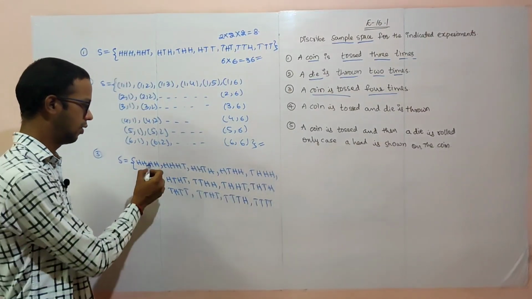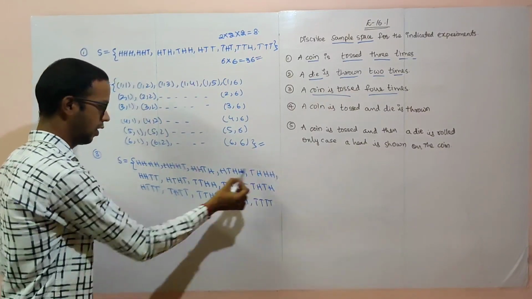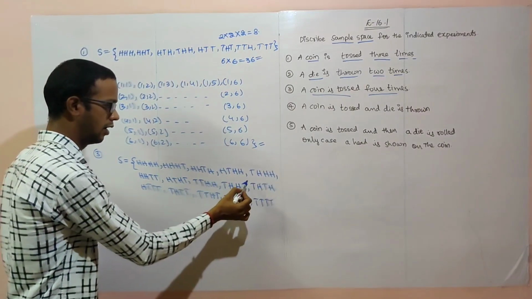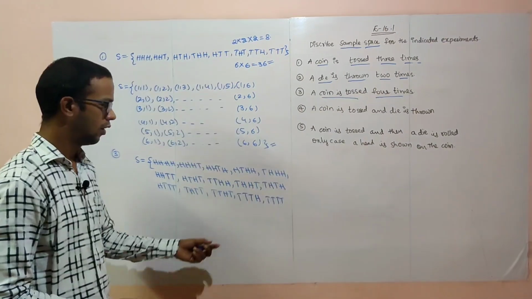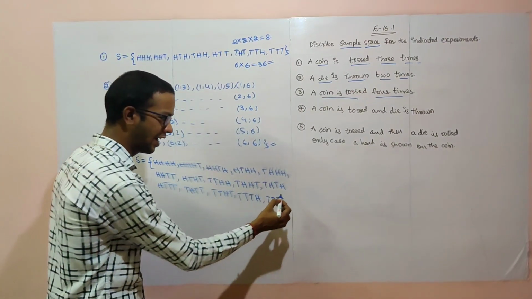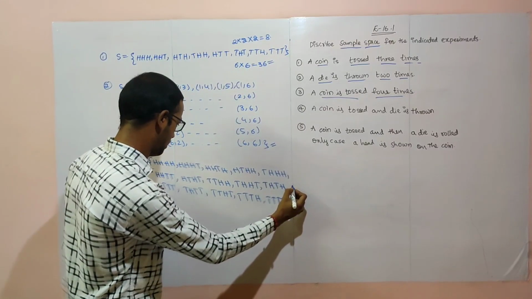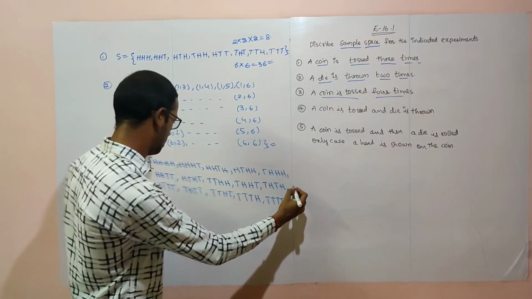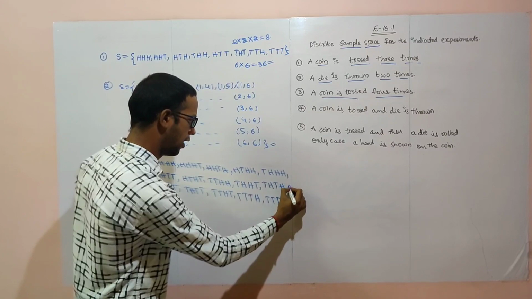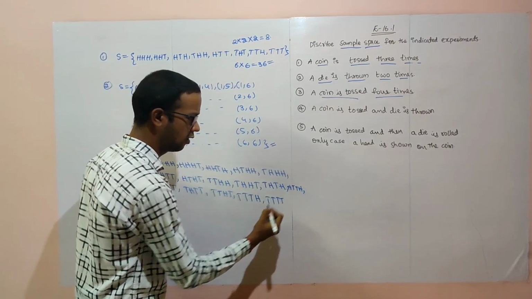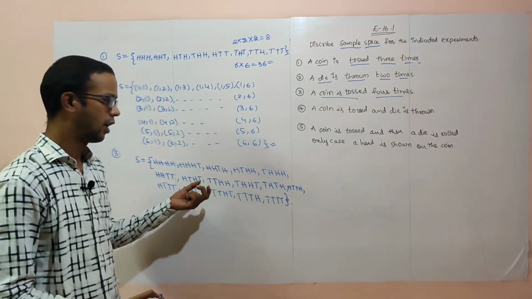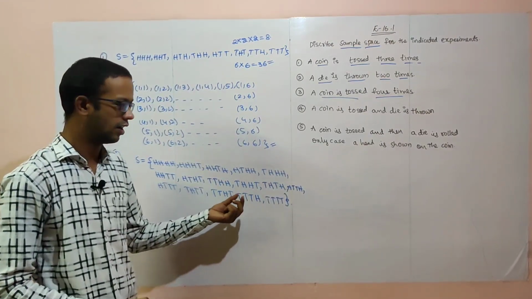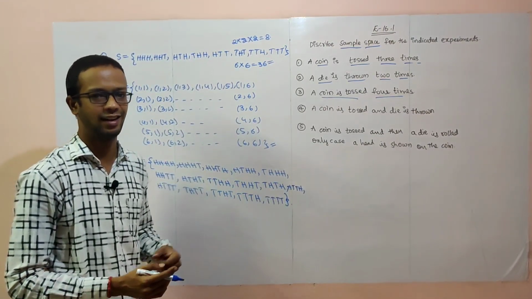So count here 1, 2, 3, 4, 5, 6, 7, 8, 9, 10, 11, 12, 13, 14, 15. 15 is there. We can write here head, tail, tail, head also we can write. Total 16 outcomes. If you are counting, if any missing is there, we have to check and write that one.